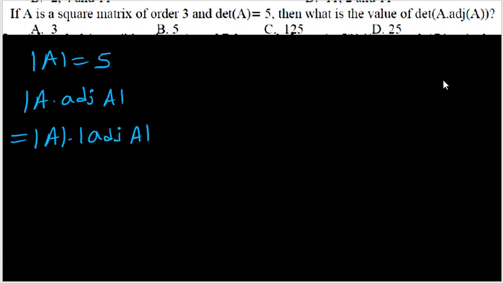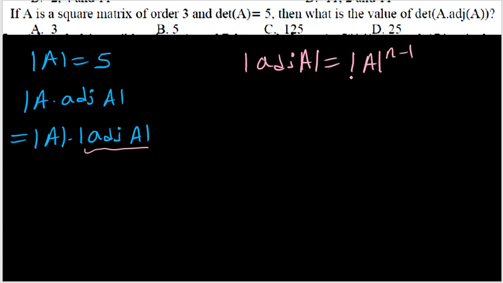This time, since we have determinant of A, we need to get the determinant of adjoint of A only. But the determinant of adjoint of A is equal to the determinant of A to the power of n minus 1, where n is the order of the matrix A. This formula can be proved.